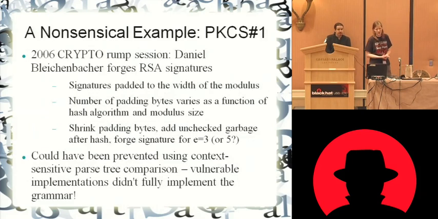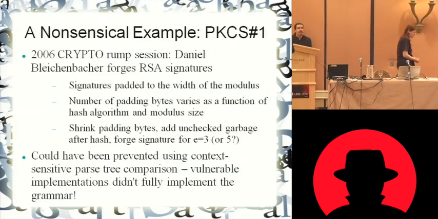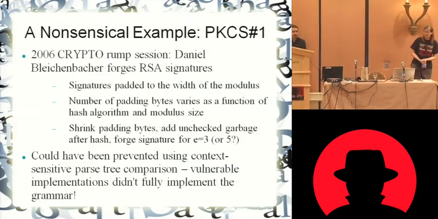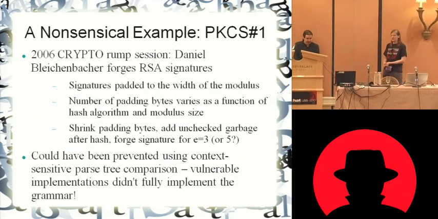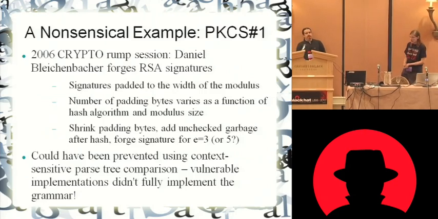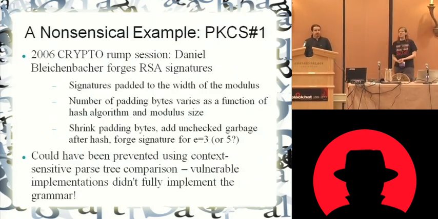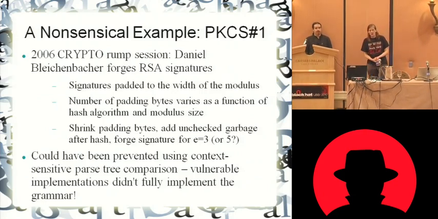So here's another nonsensical example with PKCS1. The padding for signatures with S/MIME and so forth. Right. So back in 2006, Daniel Bleichenbacher shows up at Crypto out in Santa Barbara and proceeds to explain how he could forge RSA signatures. An RSA signature is supposed to be padded with FFs out to the width of the modulus.